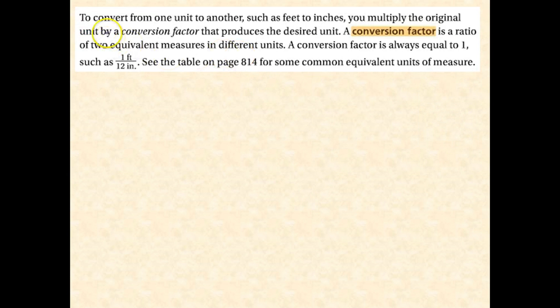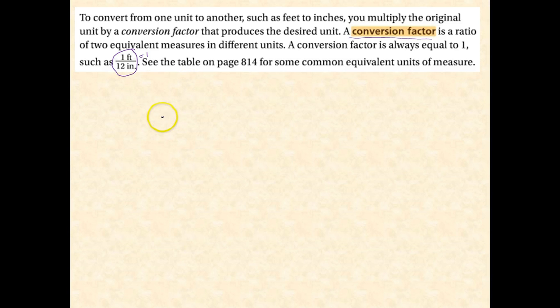Okay, so if we want to convert units, like feet to inches, you can multiply by a conversion factor. A conversion factor is a ratio of equivalent measures. A conversion factor is always equal to 1, kind of like this: 1 foot is the same thing as 12 inches. Anytime you have a fraction with the same thing on top as on the bottom, that equals 1. Since 1 foot is the same as 12 inches, this equals 1.